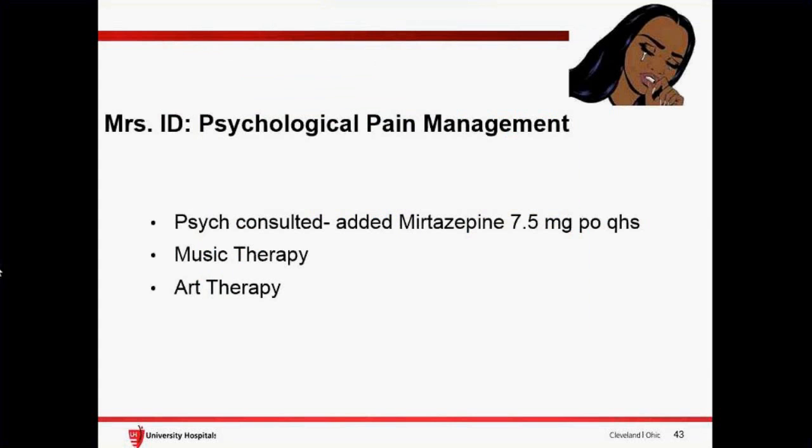So Mrs. ID, back to her. For her psychosocial pain management, we consulted psychiatry. They started her on a new regimen in addition to Cymbalta. And then music therapy and art therapy played a major role in her management of pain. Especially since her pain seemed to be unresponsive to not only opiates, but any medications. We had tried her on all the other opiates, and still her pain was uncontrolled. That's when we switched her to methadone. But still, she had a lot of pain.